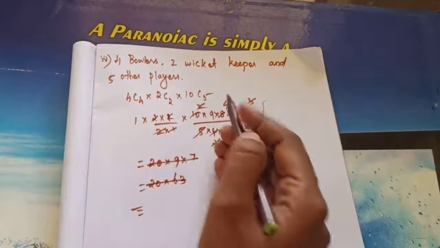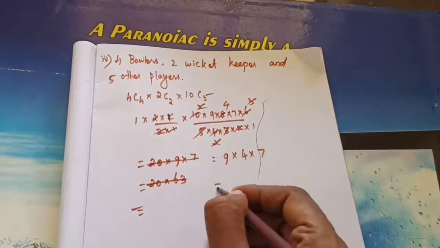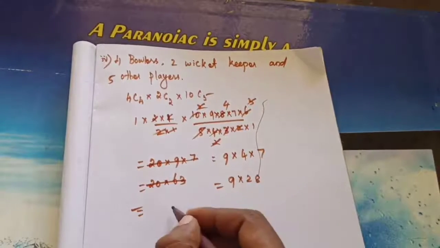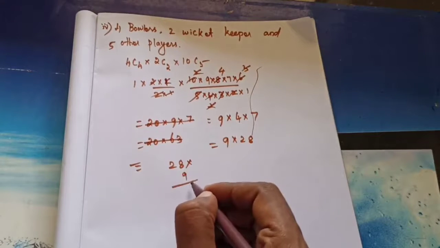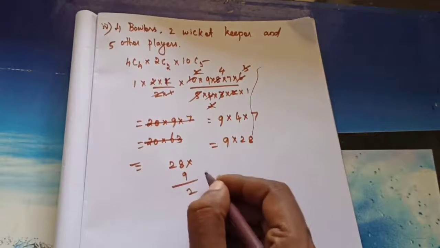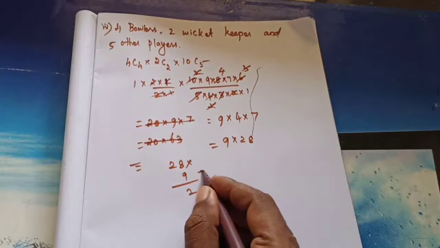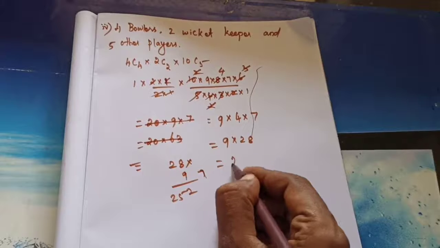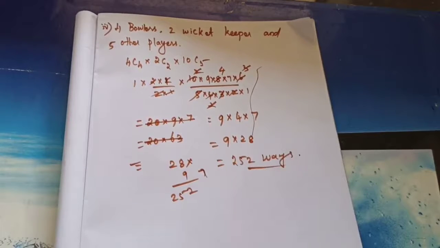Listen here, this is not 5, that is 5. Okay, so the balance is 9 into 4 into 7. That is 9 into 4, 7 4s are 28. Now multiply 28 into 9. That is 252. So 252 ways. Now we have completed all the 4 conditions.